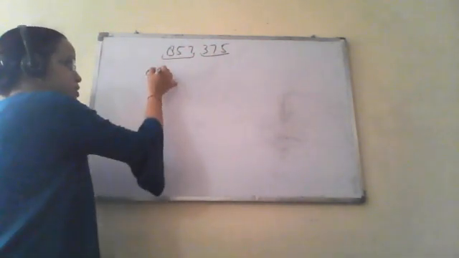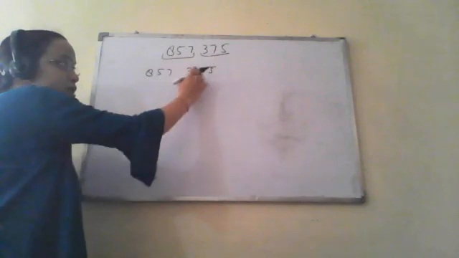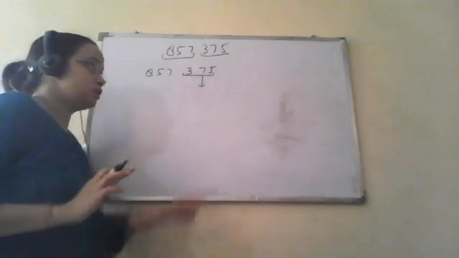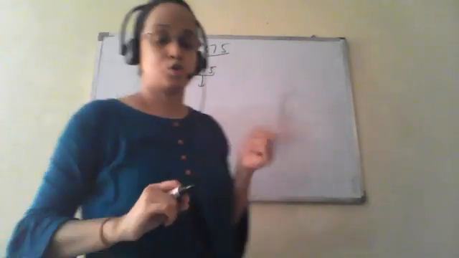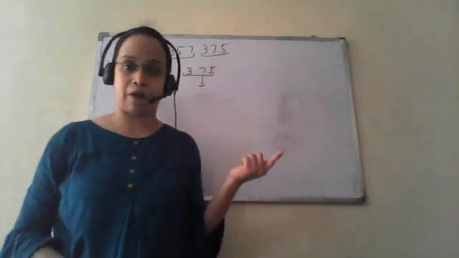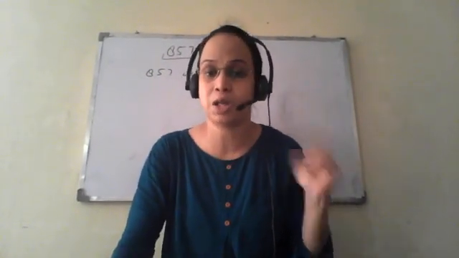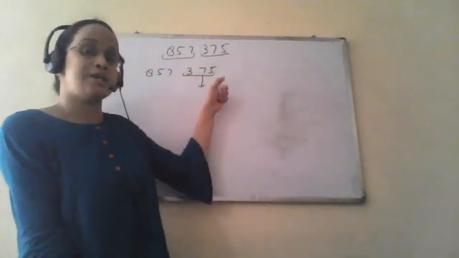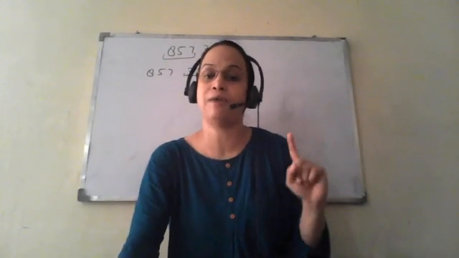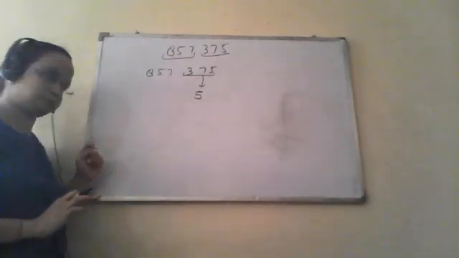So there are two groups, 857 and 375. First we see this number. This number is ending with 5, so there is only one possibility: its cube root will have 5 at its unit place. Since this number is ending with 5, its cube root will have 5 at its unit place. So we will write 5 for this number.